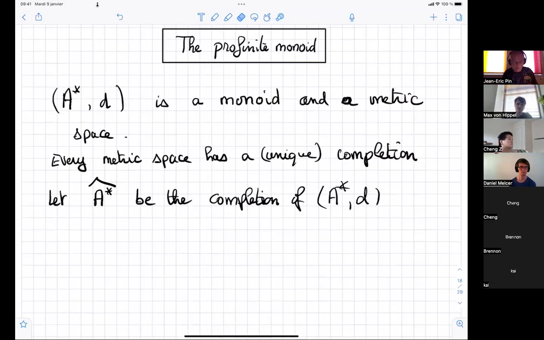The second point is that A star is countable, but this space A star hat is not countable. Okay. And actually, it is an open problem to have a nice description of this space. But still, we can use it.